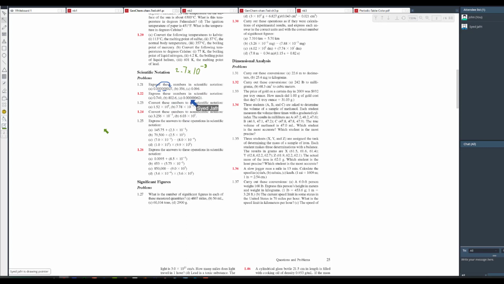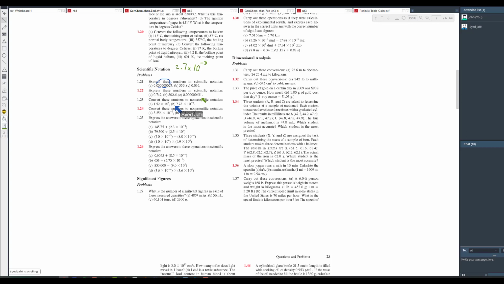What about this one? We got 1, 2, 3, 4, 5, 6, 7. So it should be 6.21 times 10 to the -7. You are right, -7 power.